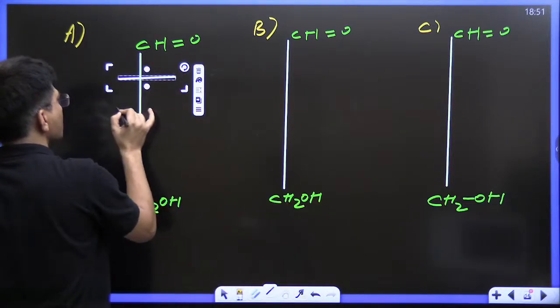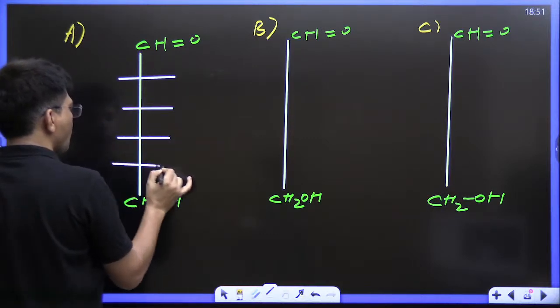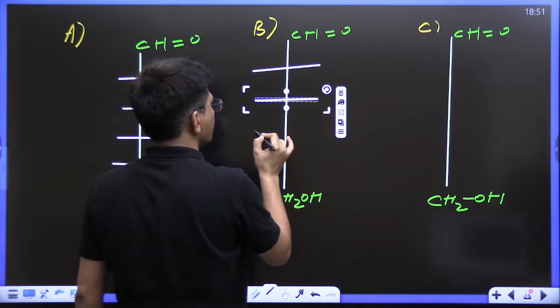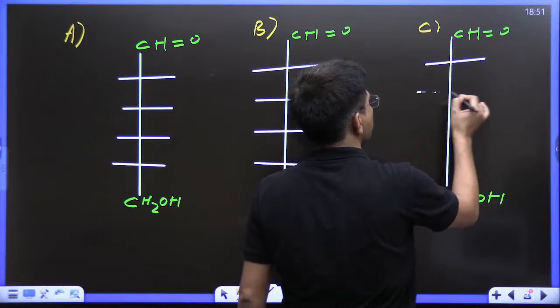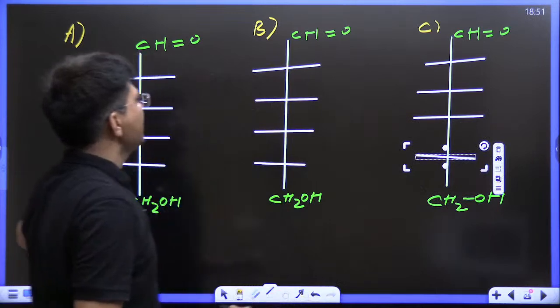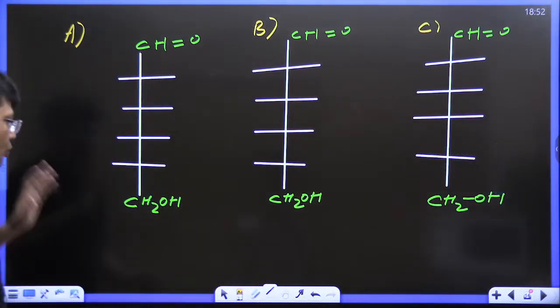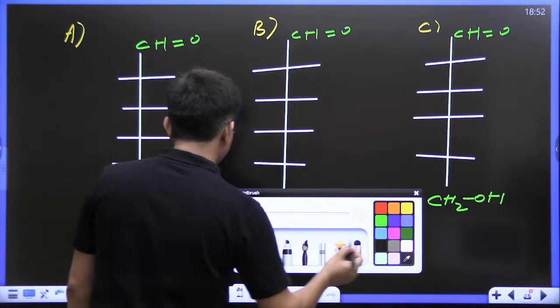1, 2, 3, 4. 1, 2, 3, 4. Now A, B and C. Is there any difference? All three are looking the same. No difference till now, kids.